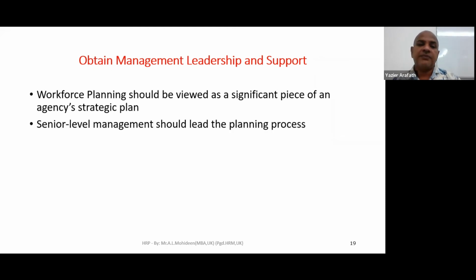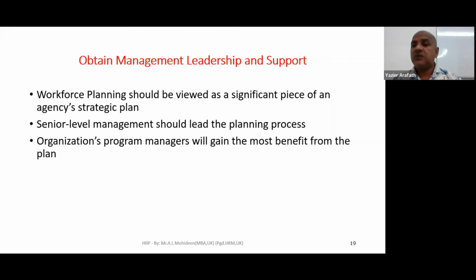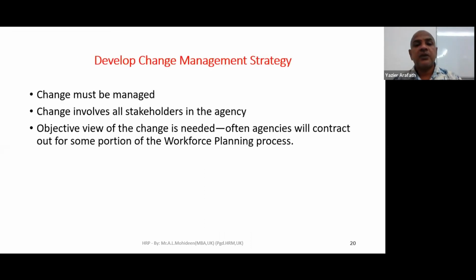Okay, that is important. The senior level management should lead this process, and in the organization, the program managers will gain the most benefit, if they are the ones involved, and because of the involvement, organizations will benefit. The change management strategy in the organization, if it is moving from one position to another, or if there are any changes already forecasted, everything will be considered.